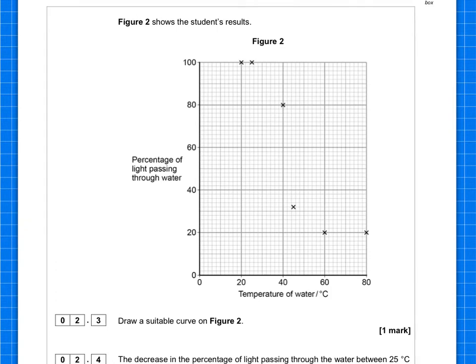Sometimes when they're looking at required practicals, they give you data and they'll ask you to plot the points and then draw a suitable curve. But as you can see in this case, they've done the plotting for you and they want you to draw a suitable curve. So this graph is not a straight line.